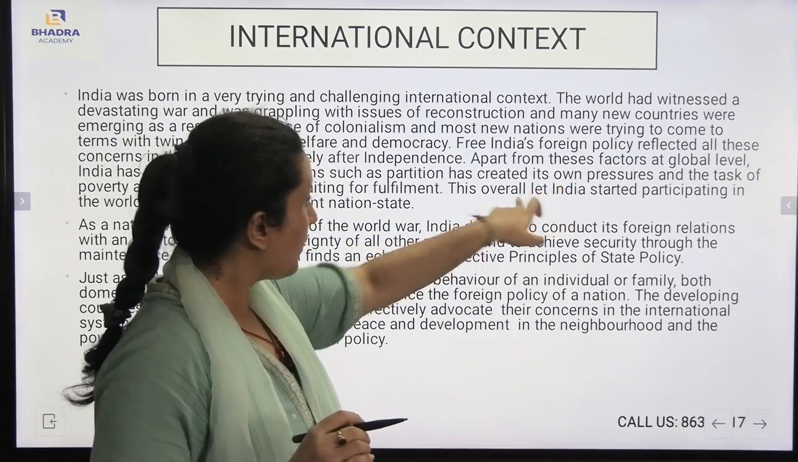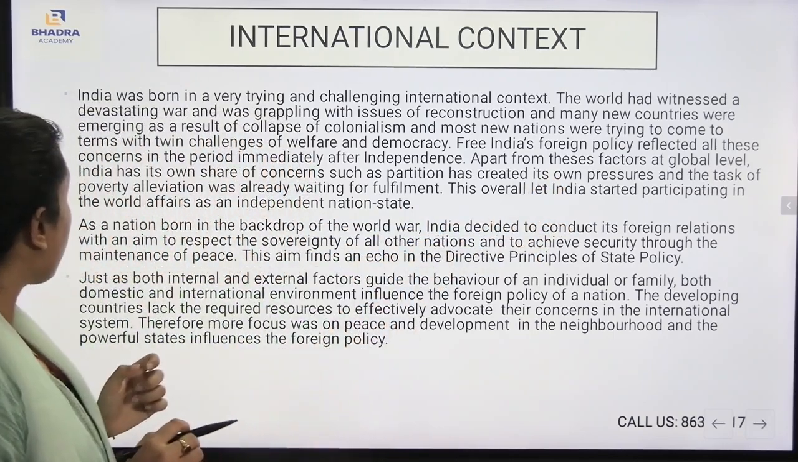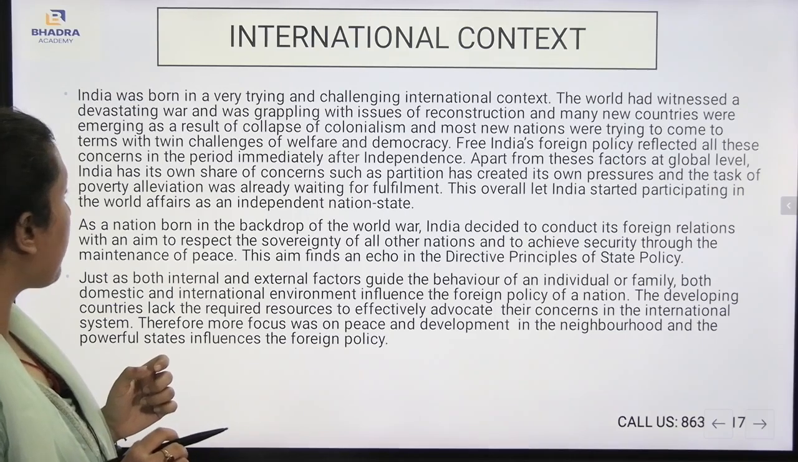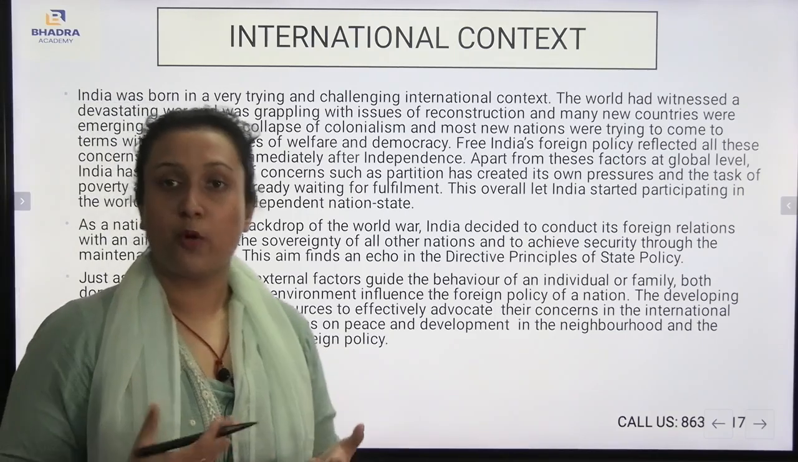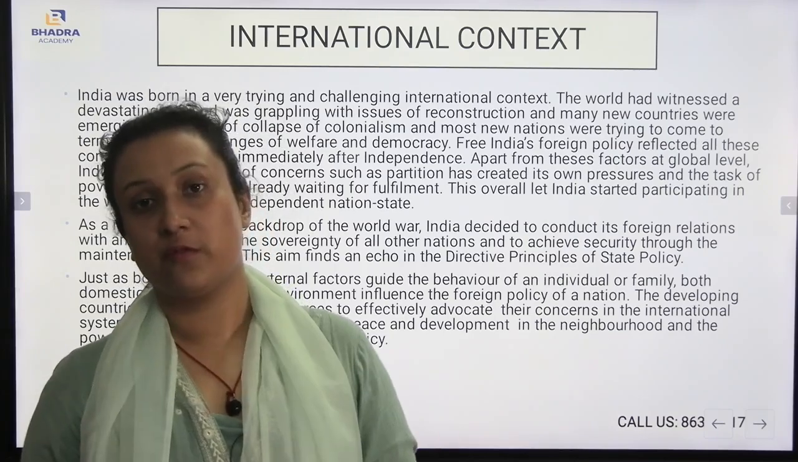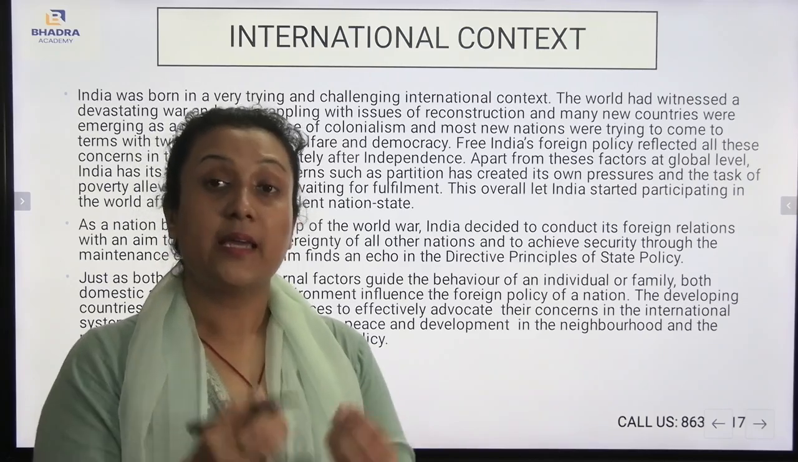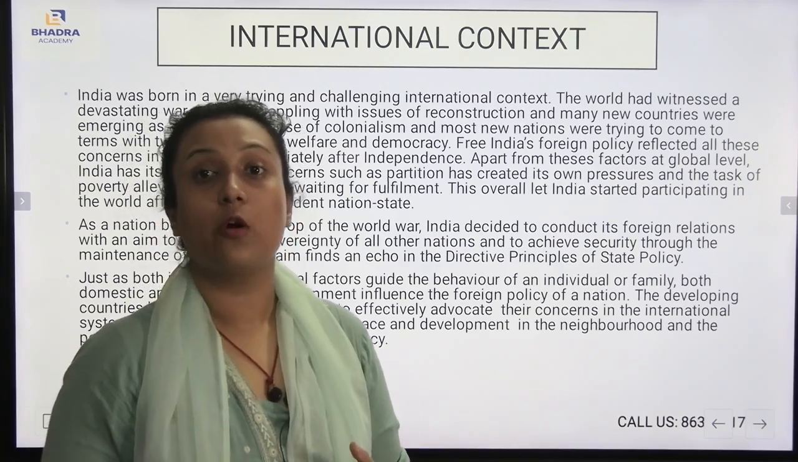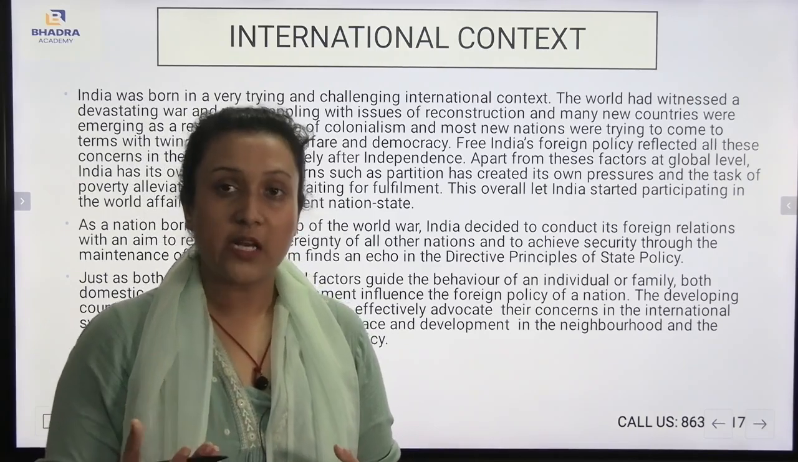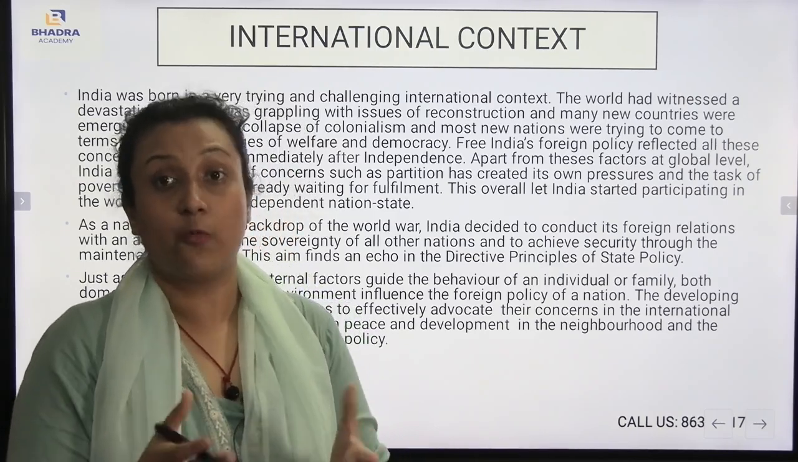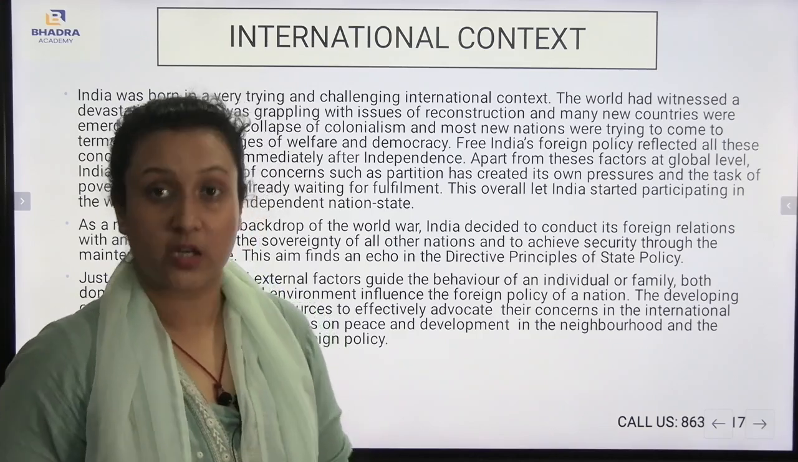This overall led India to start participating in world affairs as an independent nation state. Poverty alleviation was there, and the problems of partition were also there. As a result, India was participating in most worldly affairs, so that it could discuss important issues.